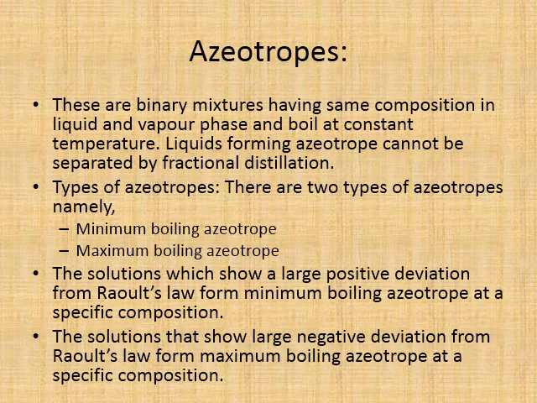Types of azeotropes. There are two types of azeotropes, namely first minimum boiling azeotropes and maximum boiling azeotropes. The solution which shows a large positive deviation from Raoult's law forms a minimum boiling azeotrope at a specific composition. Secondly, the solution that shows a large negative deviation from Raoult's law forms maximum boiling azeotropes at a specific composition.